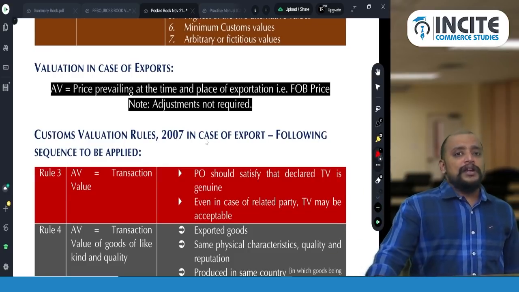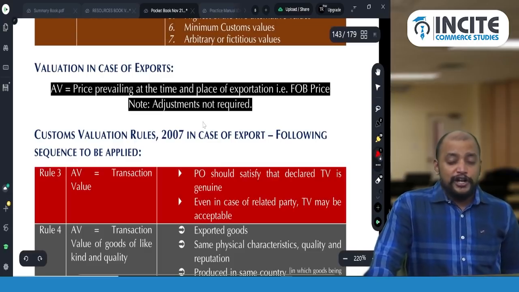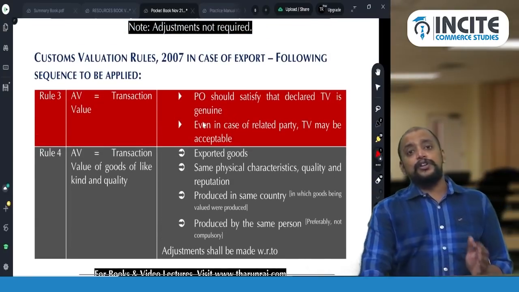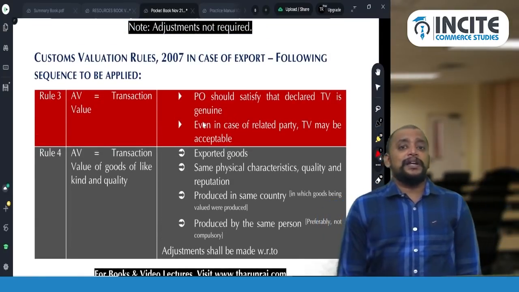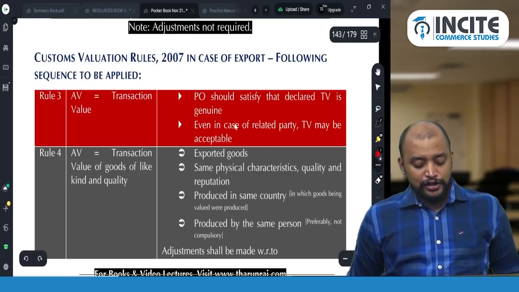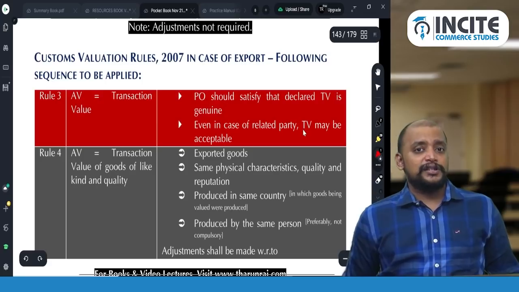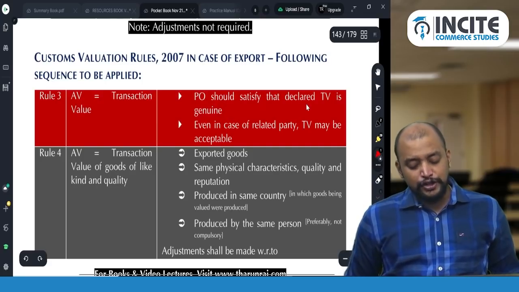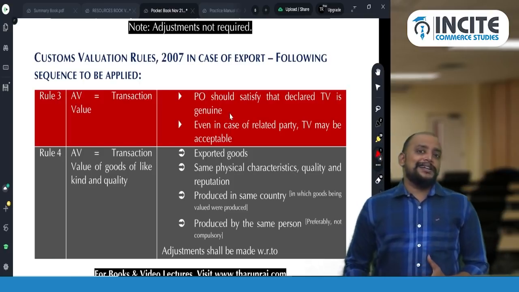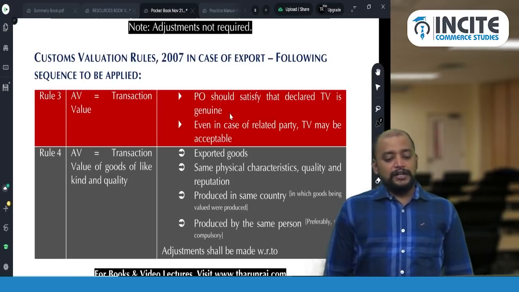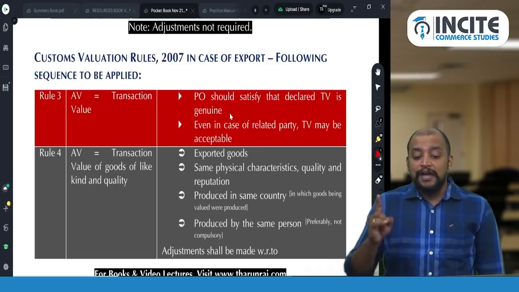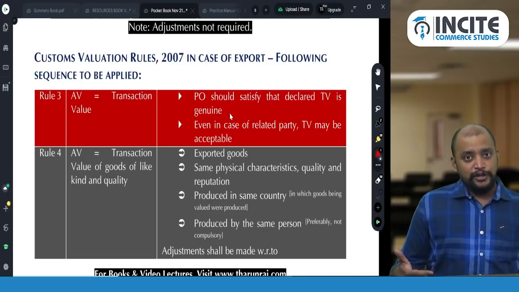So rule 3, that is, adjustments are not required. Suppose that FOB value fails. Why does FOB value fail? Again rule 3. Suppose the supplier and recipient are related, exporter and importer are related, or the proper officer is not satisfied that the declared value is correct. So the proper officer should be satisfied that the declared value is genuine. A related party transaction also can be accepted, but usually they will reject it. So even in case of a related party, transaction value may be acceptable. It all depends upon the customs officer.